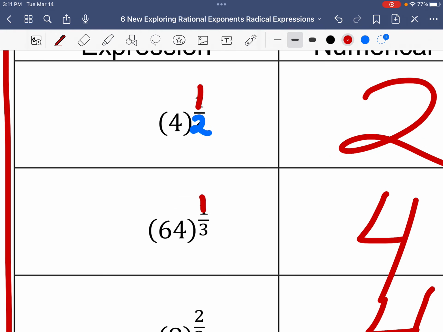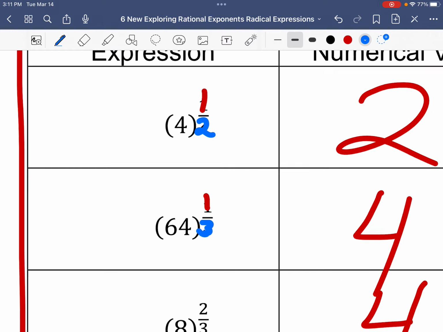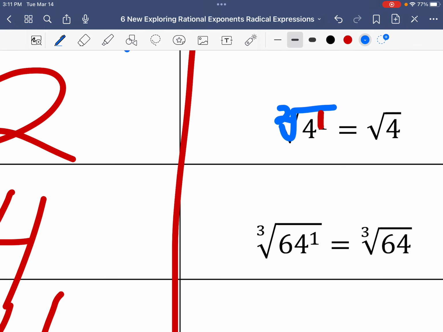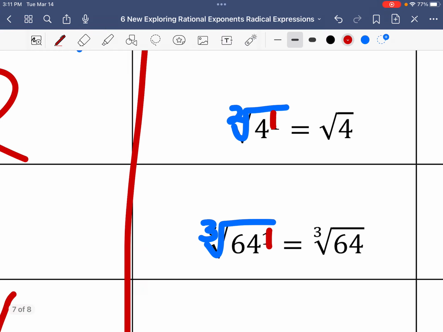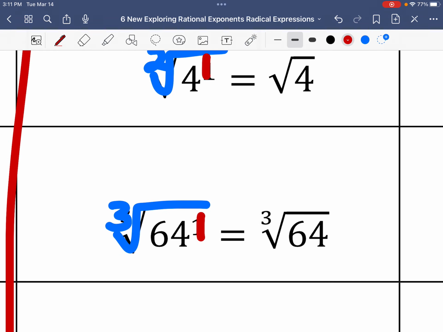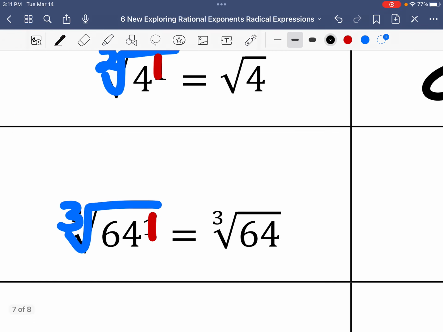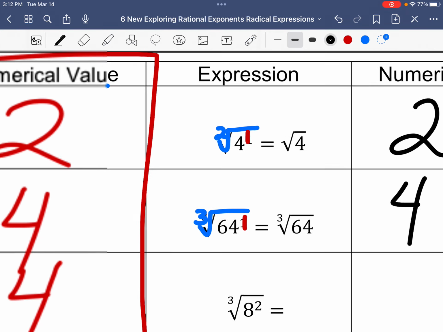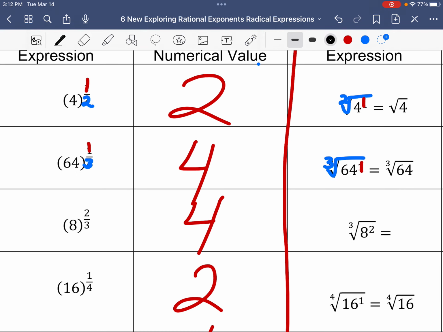64 to the 1/3. Numerator is 3. Yeah, sorry, numerator is 1. I meant the denominator is 3. If the denominator is 3, we notice that is the same as the root. If the numerator is 1, that's the same as the power. It's like I have 64 to the first power, and then I'm going to do the cube root. Now remember, the cube root of 64 is like 3 numbers that give you 64. 3 numbers that give you 64? That's right, it's 4. That's the same answer. That's because it's the same problem.